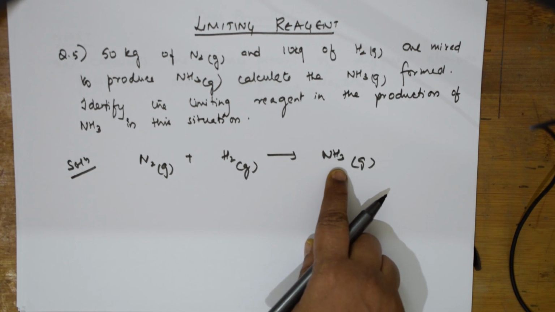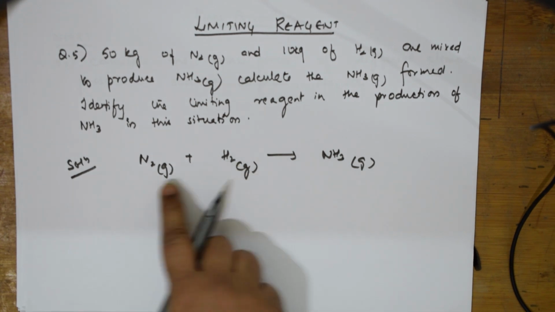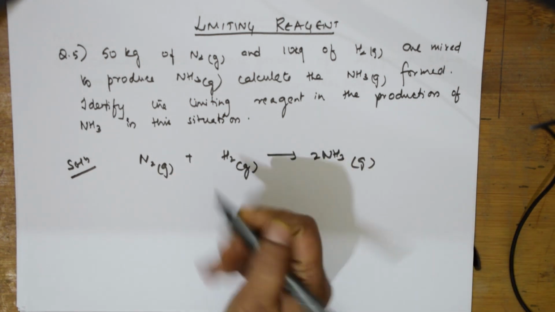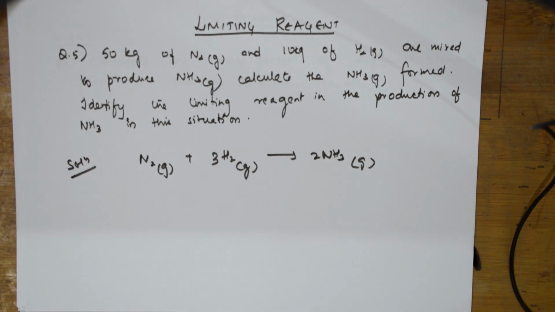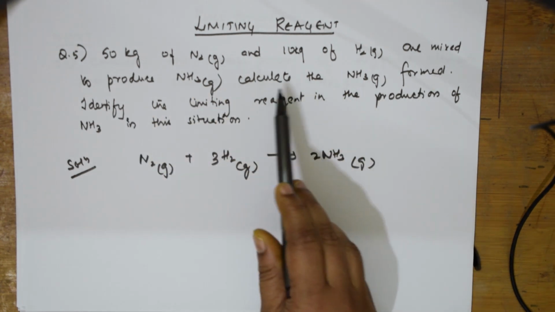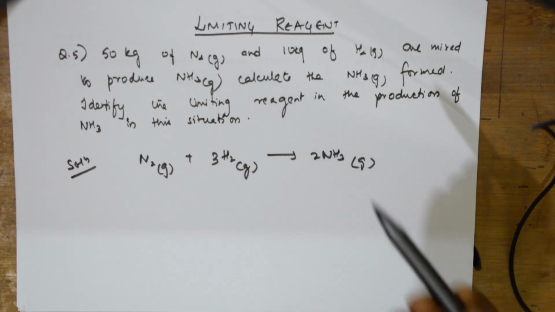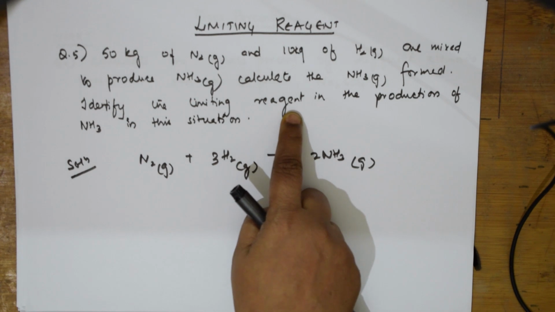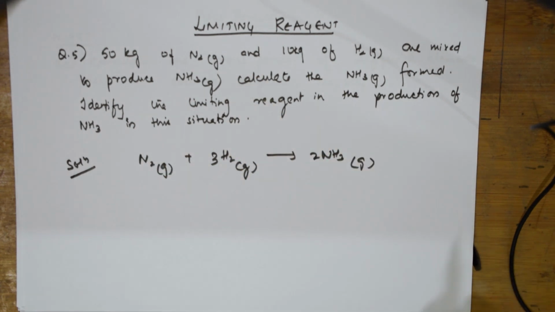Now here hydrogen is 3. So here hydrogen is 2. Here nitrogen is 2, so I'll put 2. Now 3 2s are 6 hydrogens. Now balance here, 3 2s are 6. Now balanced. Now let's read. This reaction mixed to produce ammonia. Calculate the ammonia formed. That is first, I need to identify the limiting reagent in the production of ammonia in this situation.